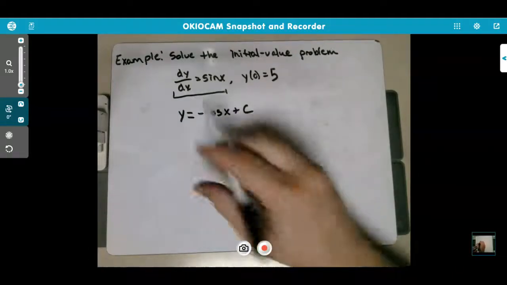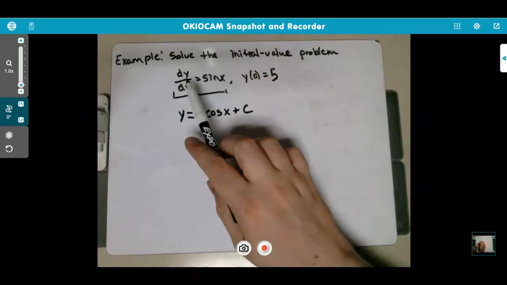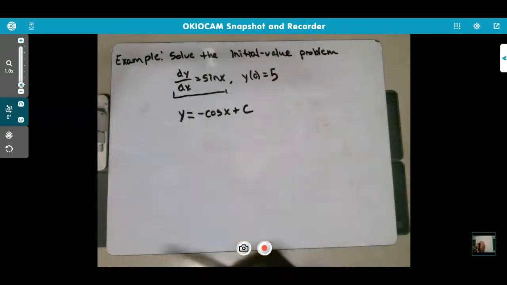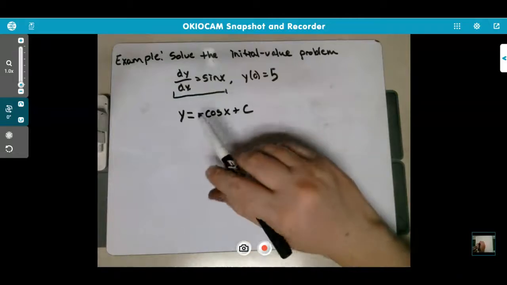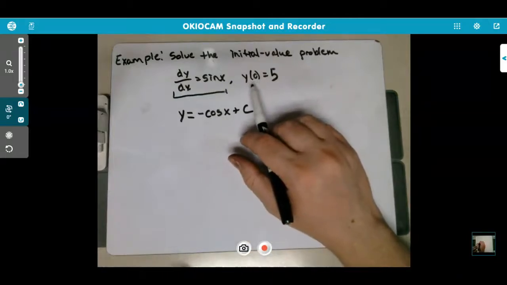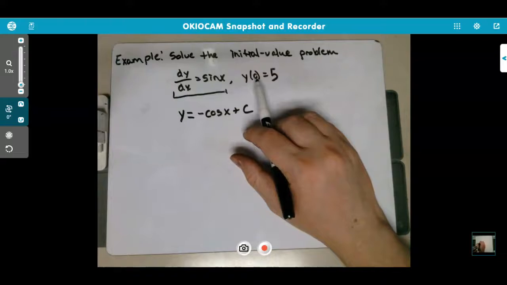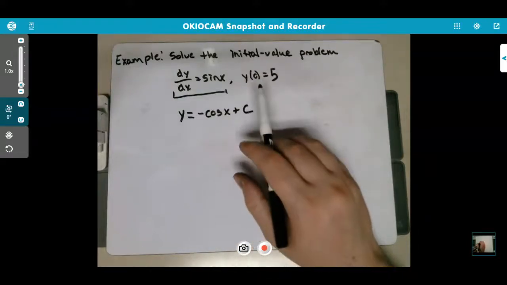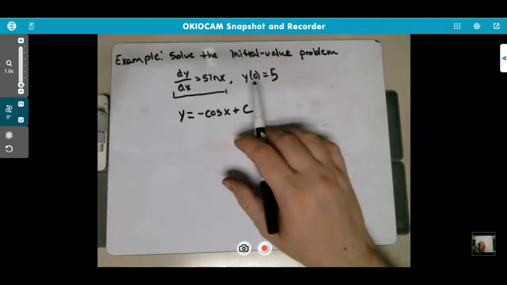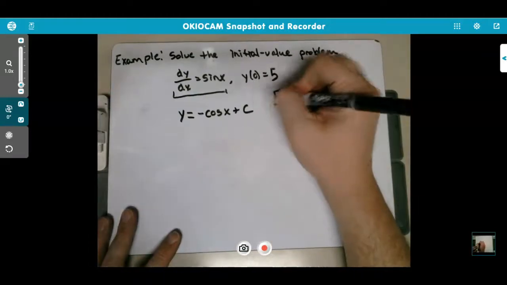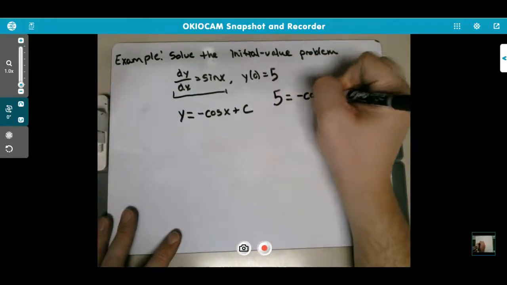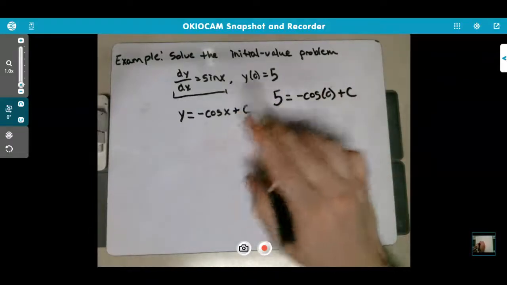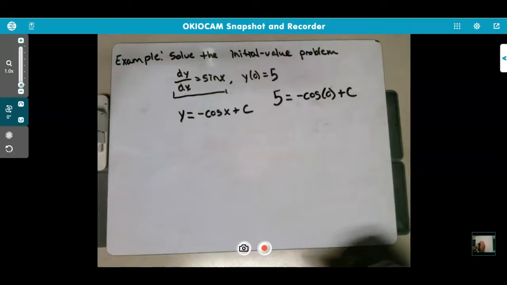Okay. Again, it told me the derivative, so I need to use it to find what the y is. Okay. Now I can't stop here because they gave me 1 point. They said when I plug 0 in for x, I get a 5. So I'm going to use that to solve for c. Okay. So they know whenever we plug in a 0 for x, I get 5. So 5 must be equal to negative cosine of 0 plus c. Again, because I plugged 0 in for x and 5 in there for y.